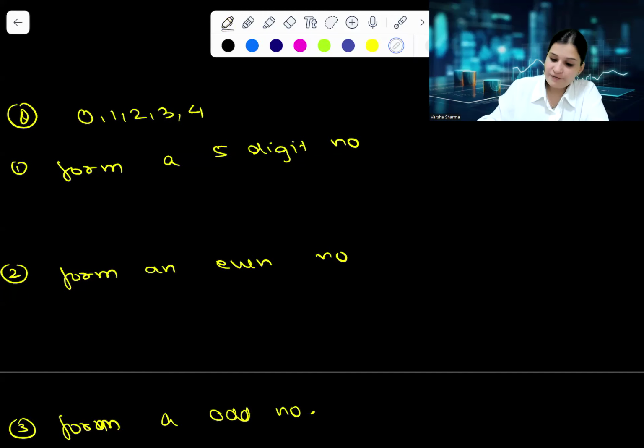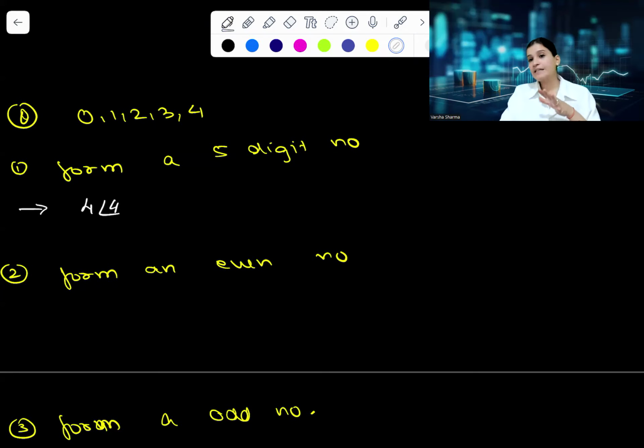Number 1, form a 5-digit number. Answer. So the first place cannot be filled by 0, because then it will be a 4-digit number. It will no longer be a 5-digit number. So the first place can be filled in 4 ways. One is gone, so remaining 4 digits, that will be 4 factorial.